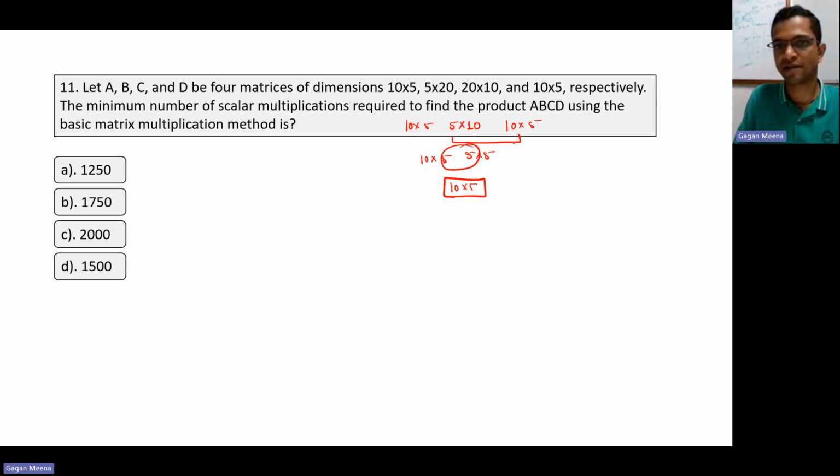Here the number of multiplications required would be 10 into 5 into 5, which is 250. The number of multiplications required for this part would be 5 into 10 into 5, which is again 250, right?